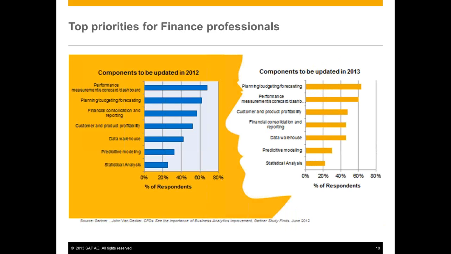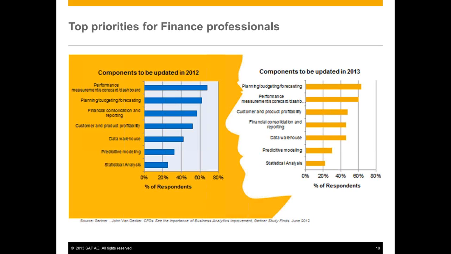Last year, Gartner actually provided a study on what are the top priorities for finance professionals. Some of the things that they looked at are which components are being updated within their enterprise in the year 2012. And you'll see, I'll just call out the top three here: performance measurement, forecasting and dashboards, planning, budgeting, and forecasting, and the ability to enhance or expedite the financial consolidation and reporting process were the top three things being addressed within 2012.